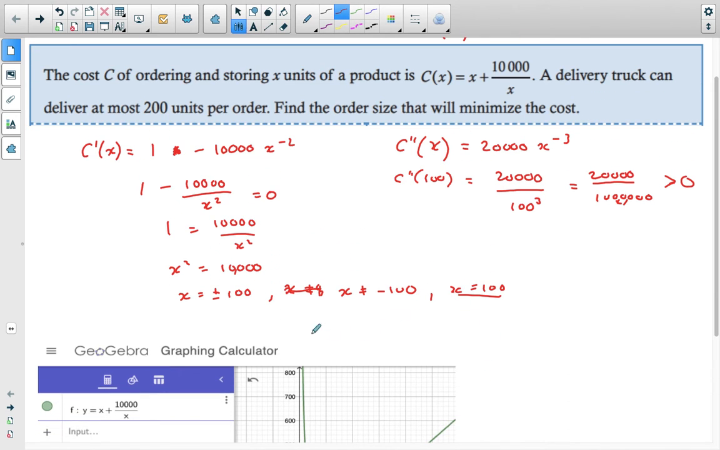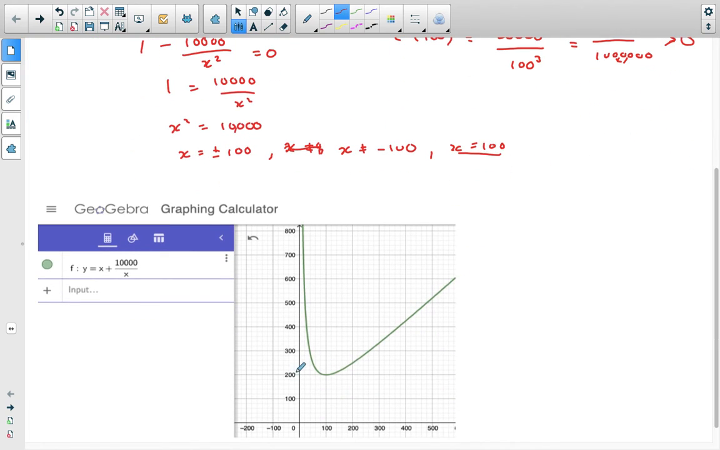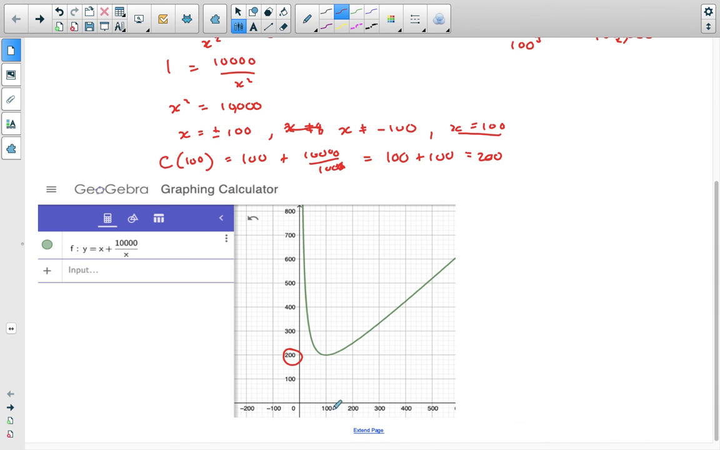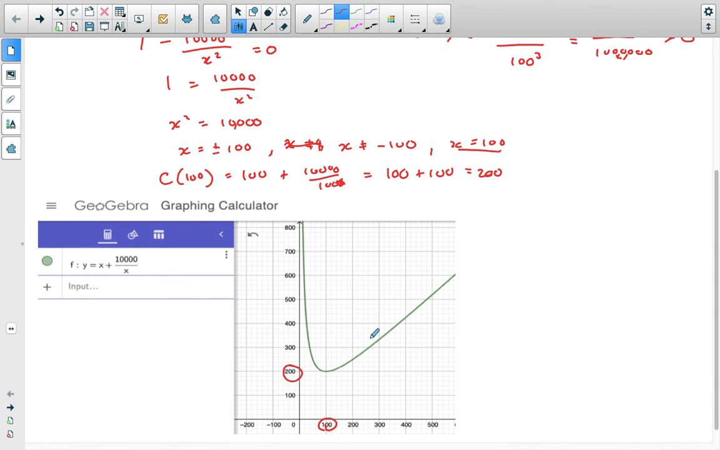The other thing that wasn't asked was, what's the actual cost at that point? We don't even know if it's in dollars or pounds, but we'll just assume it's in euros. So the cost is 100 plus 10,000 over 100, which is 100 plus 100, 200. Everything that we're getting from our differentiation matches with what we've got from GeoGebra.